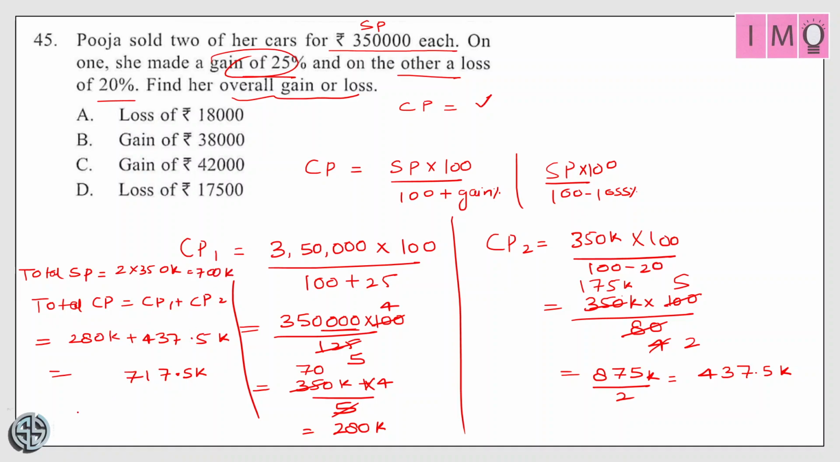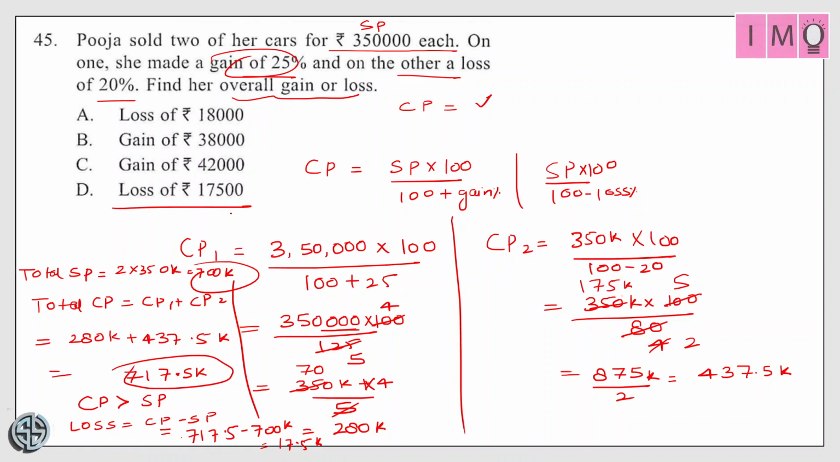Now you can see CP is more than SP, means the cost price that she has purchased at is more than the selling price, right? What she has sold is lesser, what she has purchased is more, so definitely she must have a loss, and that will be equal to CP minus SP. When you subtract, 717.5k minus 700k, you will get the answer as 17.5k, right? This is the overall loss that she has made. So 17.5k means 17.5 into 1000, that is 17,500 will be the answer. So option D is the correct answer.